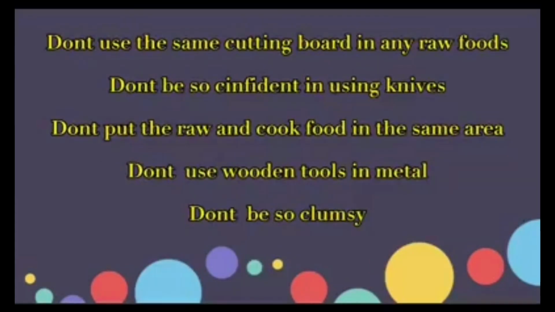So for the don'ts, don't use the same cutting board for any raw food such as vegetables, meats, and fruits. Second is don't be so confident in using knives to avoid any hazards. Third is don't put raw and cooked foods in the same area to avoid cross-contamination. Fourth is don't use wooden tools and metals. Lastly, don't be so clumsy to avoid any accident.